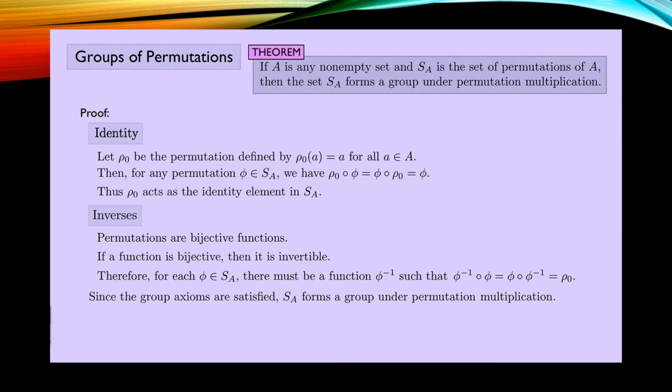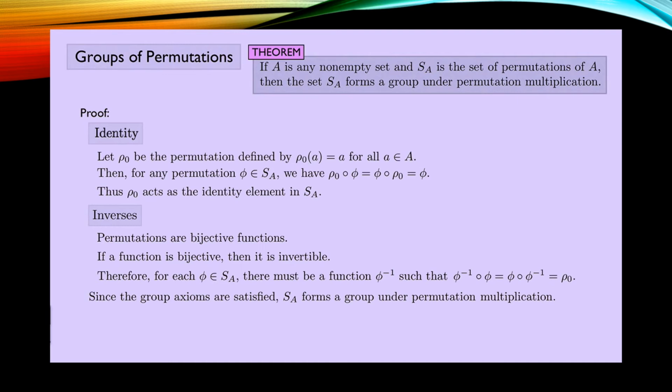And next we have the proof of identity. Let P sub 0 be the permutation defined by P sub 0 of a is equal to a for all a belonging to A. Then for any permutation phi belonging to S sub A, we have P sub 0 composed with phi is equal to phi composed with P sub 0, which is equal to phi. Thus P sub 0 acts as an identity element in S sub A.